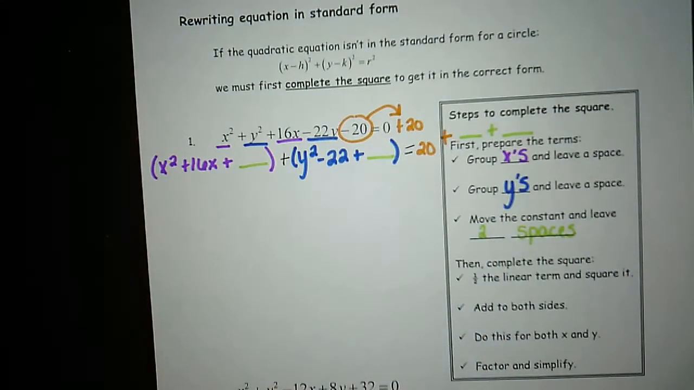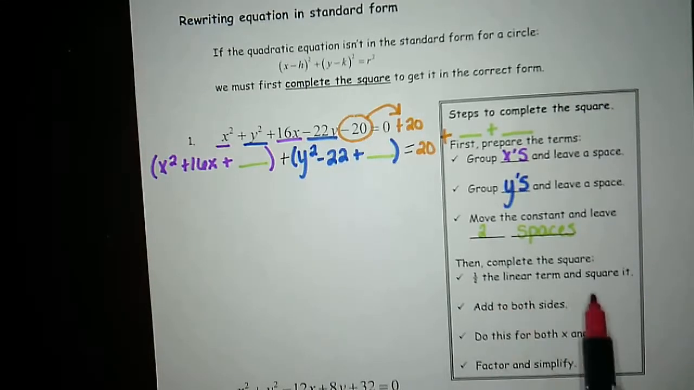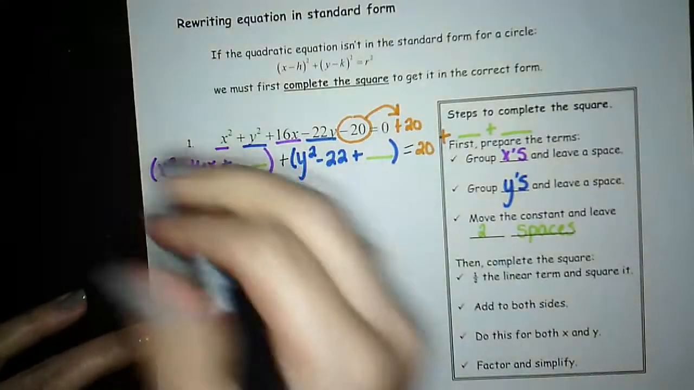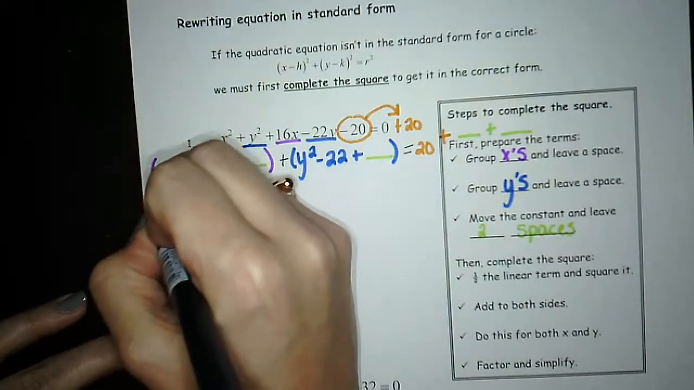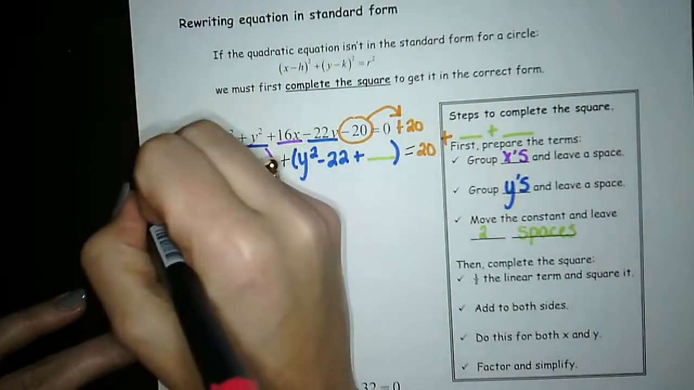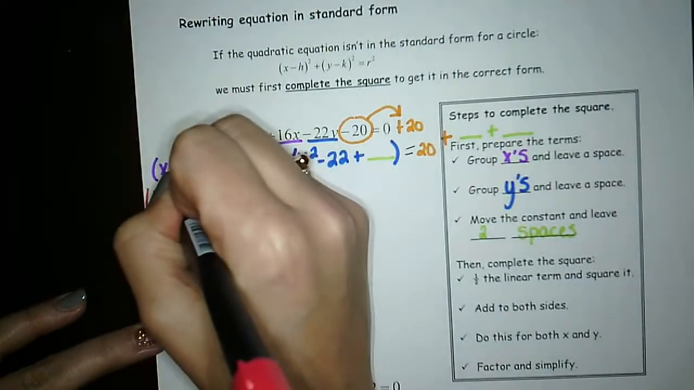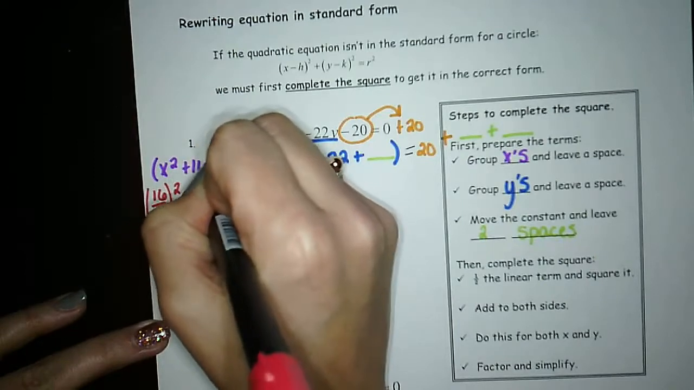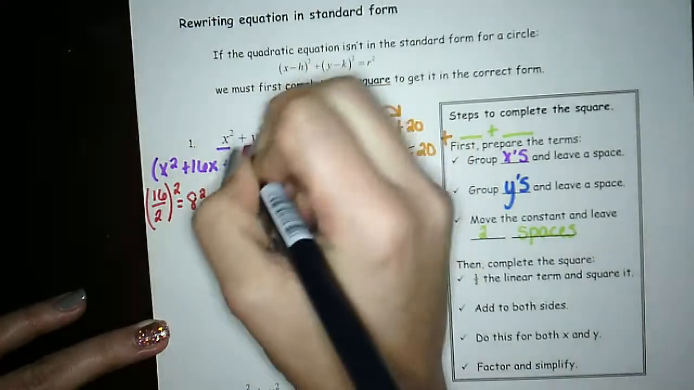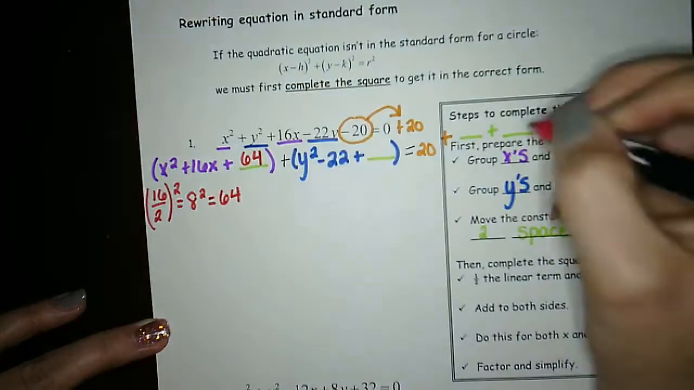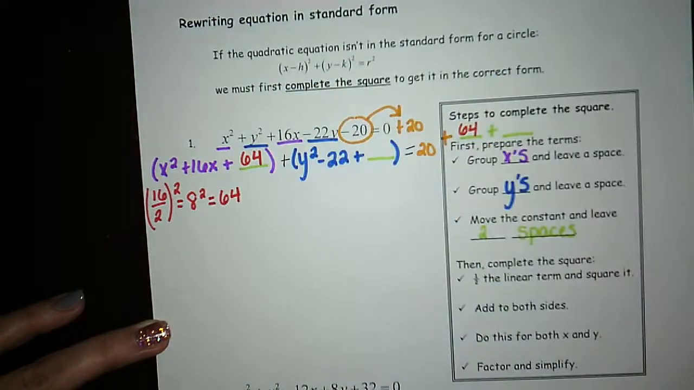Now, we're going to complete these squares. So we are going to find that number that's going to go in these boxes. So what we're going to do now is we're going to take half of the linear term. So our linear term for here is 16. We're going to half it and then square it. So 16 divided by 2 is 8. 8 squared is 64. What we do to one side, we do to the other.